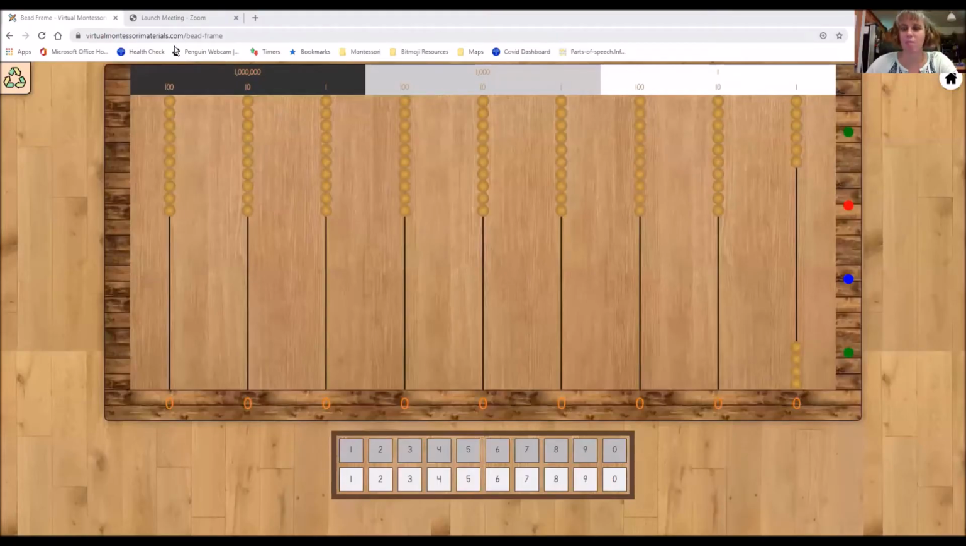This is a video on how to use an online tool, and I will attach the link to the golden bead frame that I'm sharing with you. There are a couple of different online golden bead frames, but this is the one that I'm choosing to share with you, but there are other options as well. So I'm going to share my screen, and we're going to go to this website called virtualmontessorimaterials.com/beadframe, because that's what we're working with. This is the golden bead frame. Sometimes it's called the flat bead frame.